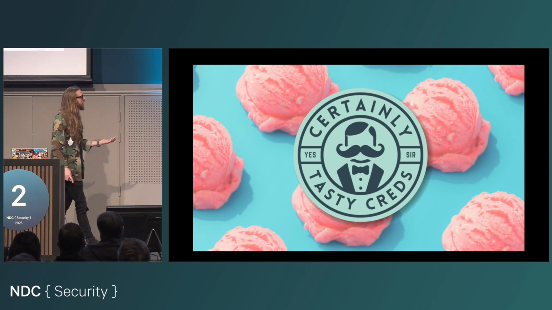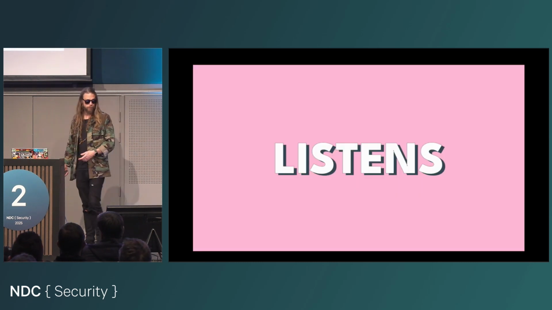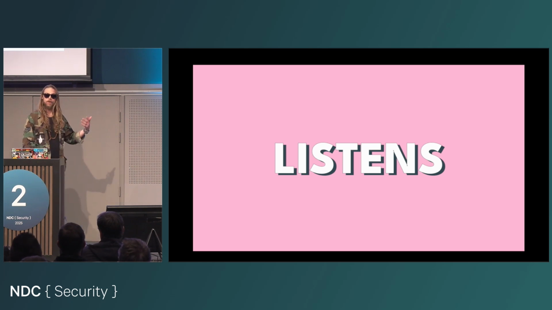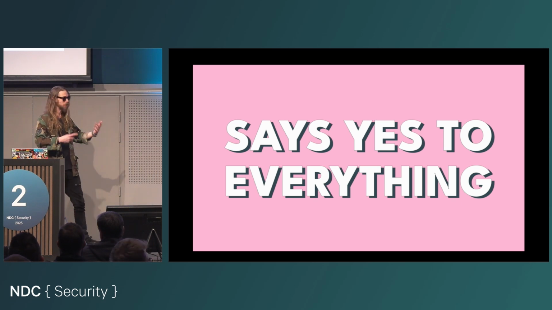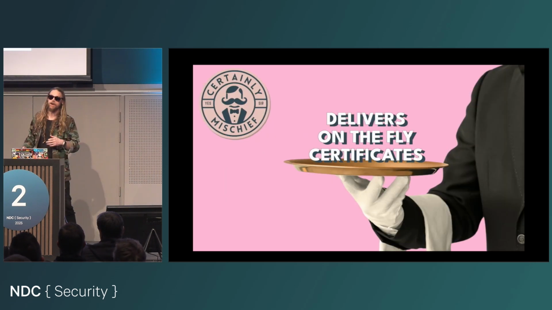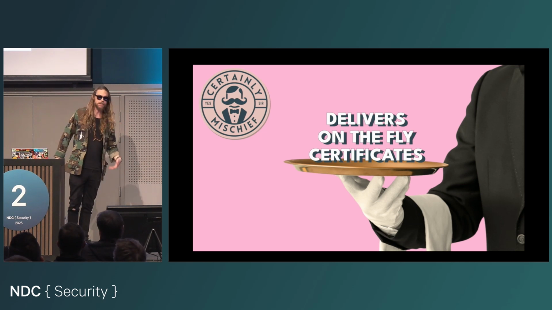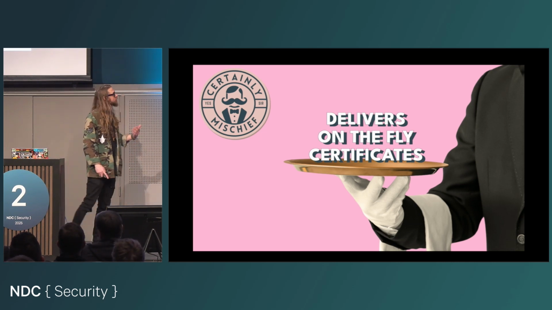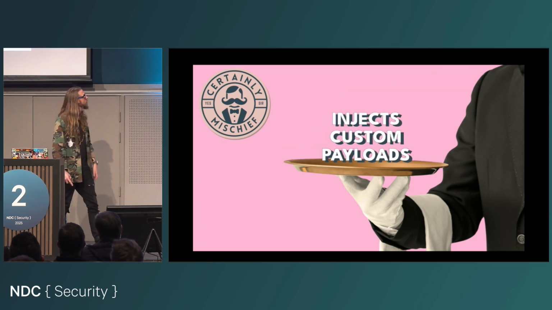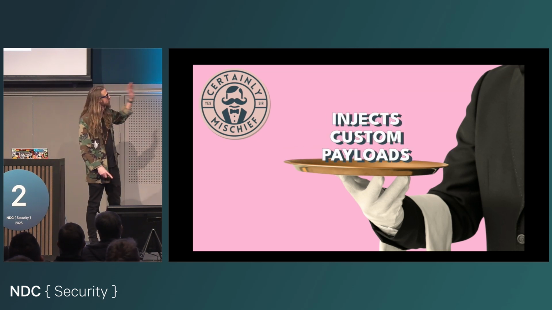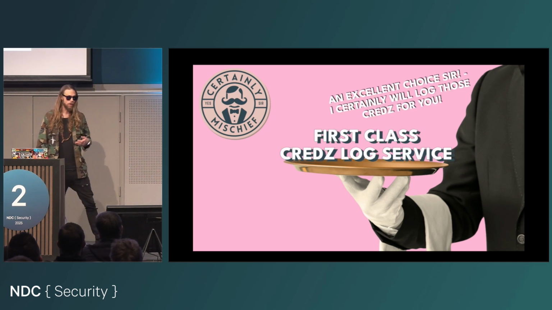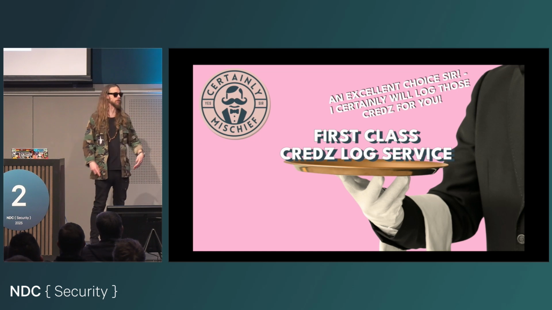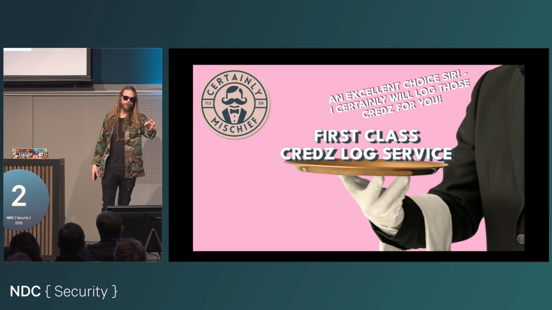And Certainly is an open source tool that listens to all incoming requests and says yes to everything. And it does this by the capability of delivering on-the-fly SSL certificate generation. And it also has this great possibility to perform injection of custom payloads in an upstream kind of thing, which is super cool. But it's also a first-class credential logging service, so if you don't know where your credentials go, at least we keep them safe in our log files.